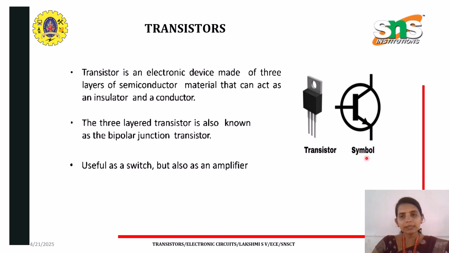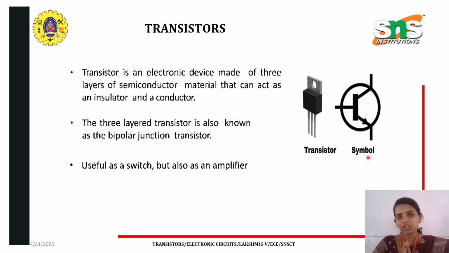We call this a bipolar junction transistor. The reason is that the current conduction here is due to both charge carriers, that is, both majority and minority charge carriers contribute to the current conduction. Hence it is called a bipolar junction transistor, and normally it is a current controlled device. BJTs are current controlled devices.